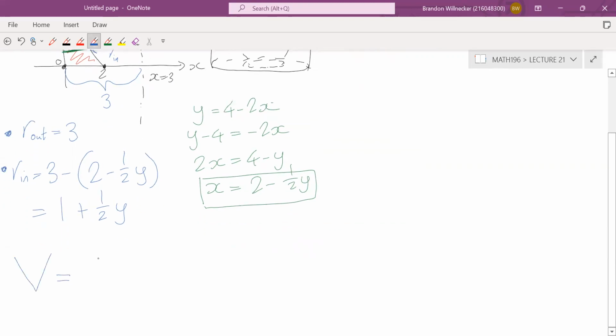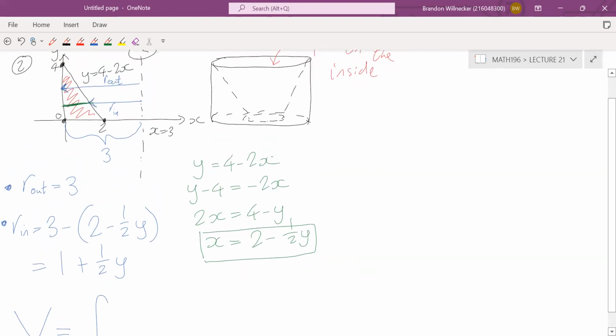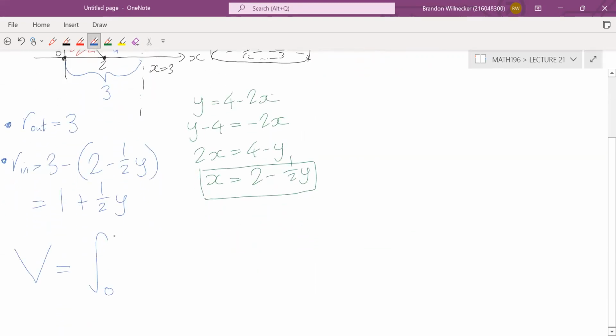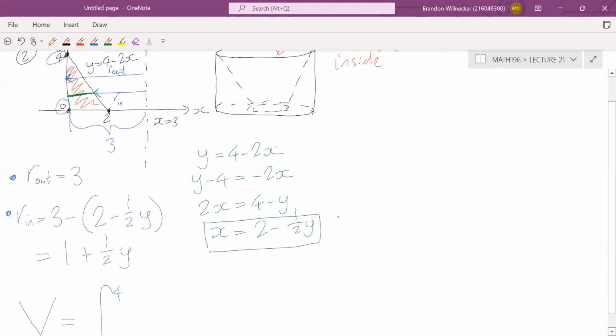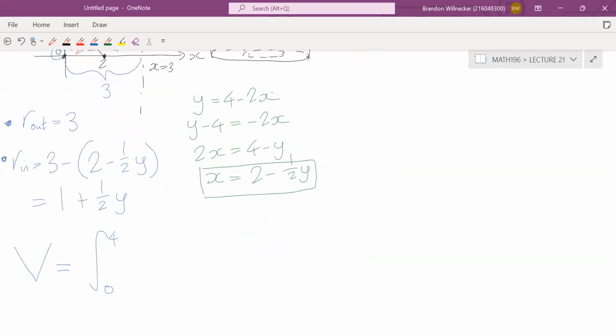So the volume is going to be the integral from 0 to 4, because those are our y values here and here. Because remember, we are doing vertical stacking, because the rotation axis is vertical, so we integrate along y. Okay, because that's our vertical direction. Then we have pi (r out squared minus r in squared) dy.